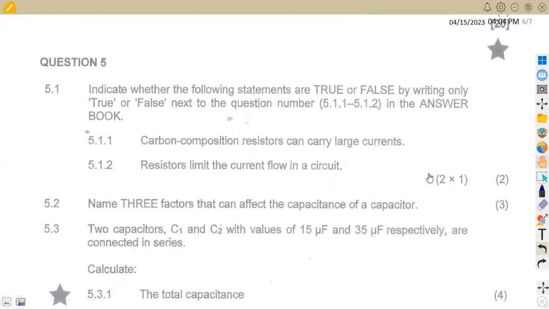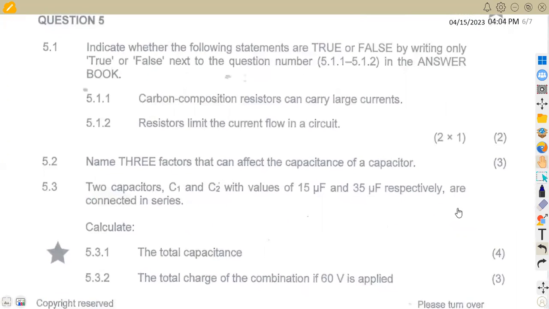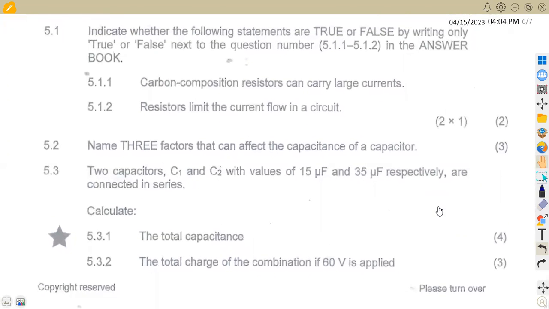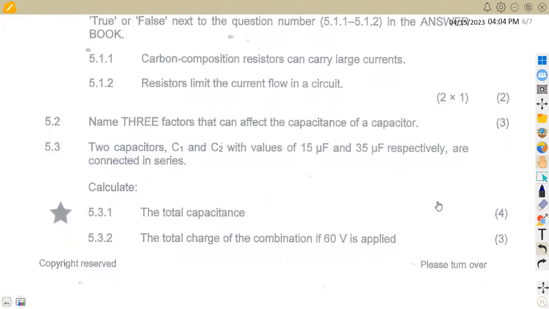All right. Question 5, indicate whether the following statements are true or false by writing only true or false next to the question number 5.11 up to 5.12 in the answer book. All right. Carbon composition resistors carry large currents. Is that so? No, carbon composition resistors carry a very small amount of current. So this is actually false. All right. Resistors limit the current flow in a circuit. That's very true. So this is true. Whenever you place a resistor, you are limiting or reducing the amount of current flowing.